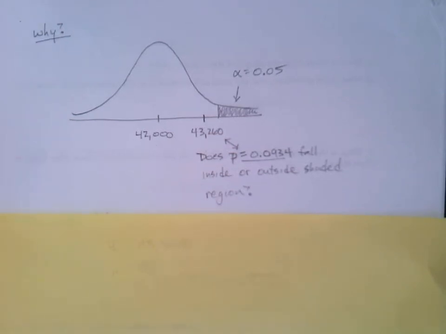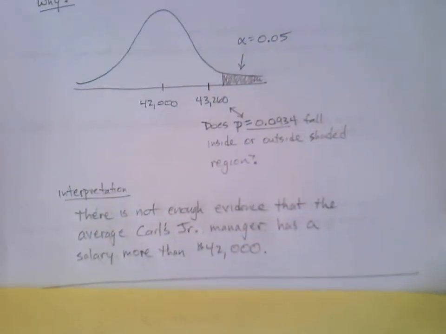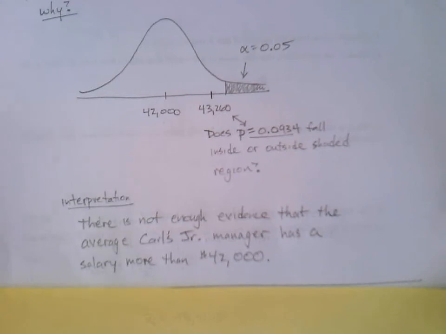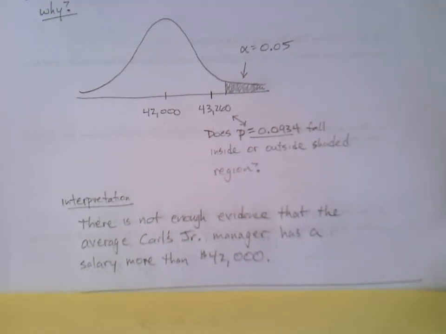All right, I see in part E it says, interpret the decision in the context of the problem. So here's what we would say. This is maybe what the judge would read aloud. There is not enough evidence that the average Carl's Jr. manager has a salary more than $42,000. No doubt there's some evidence, but there's not enough for us to get into that top 5%.